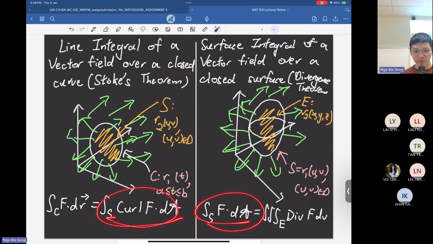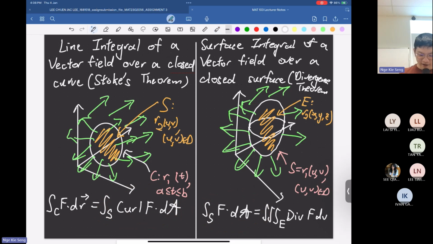Because how do we compute this dot product? We need to make it flat, right? After we make this surface integral flat, one variable that drops out is the normal vector of the surface. So we need to discuss what normal vector we're going to use in these two theorems here.